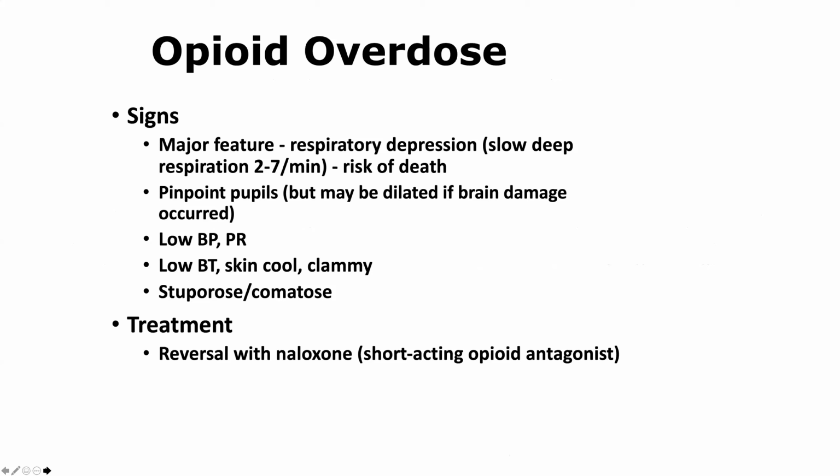You'll have a low blood pressure and pulse rate. You'll have a low body temp, cool, clammy skin, and they can be comatose. In other words, they don't respond. When you do that sternum rub and they don't respond, and you do the slap and say, hey, can you wake up? And they don't respond, they don't grunt or anything, then we've got a pretty serious situation. The treatment is reversal with naloxone.